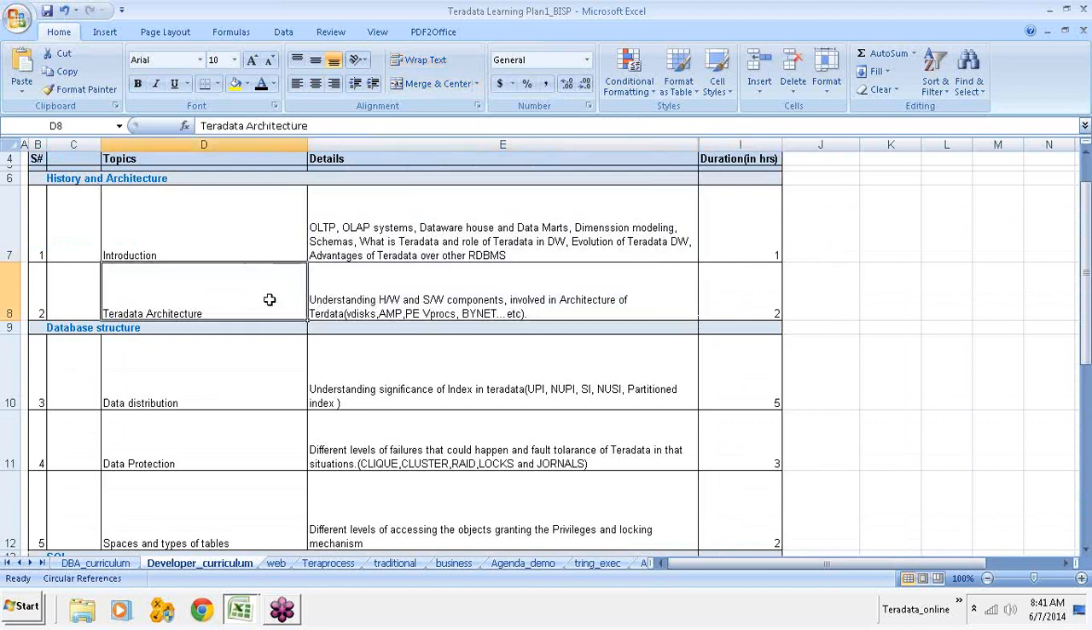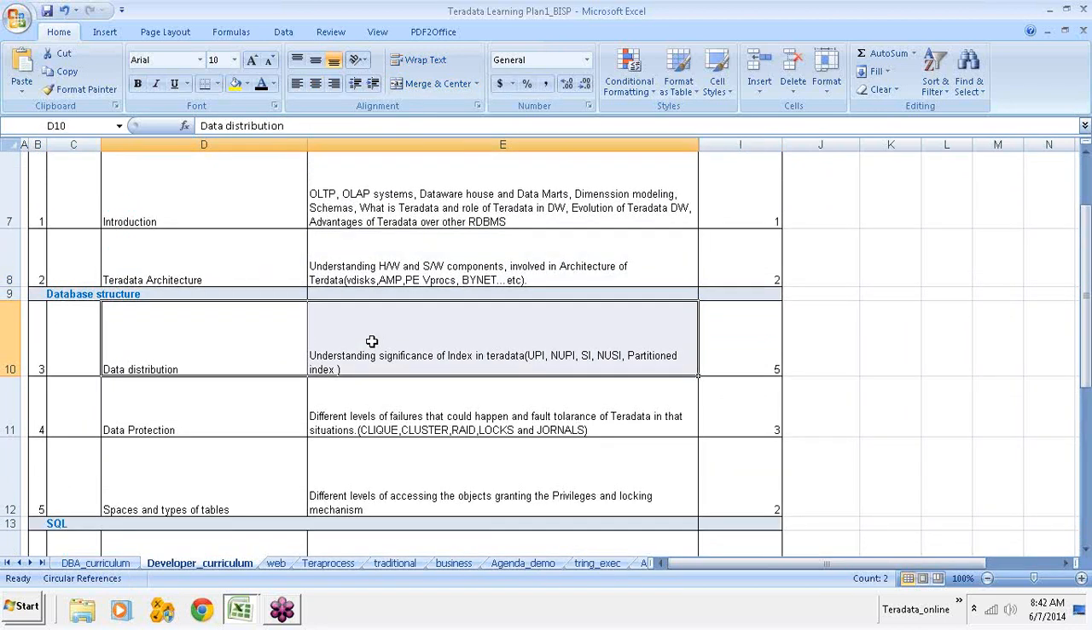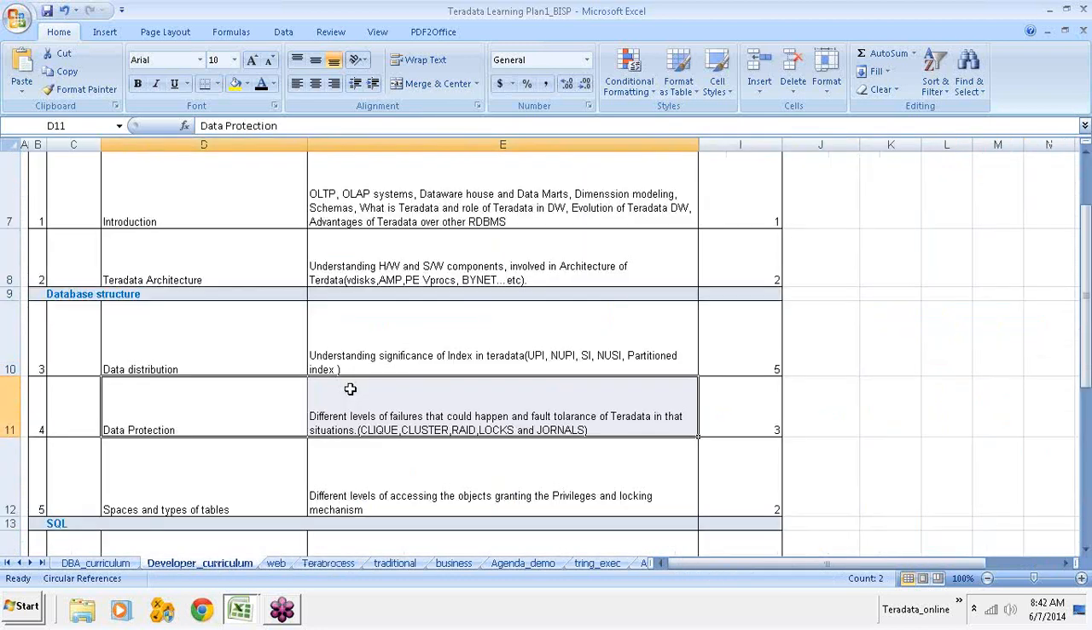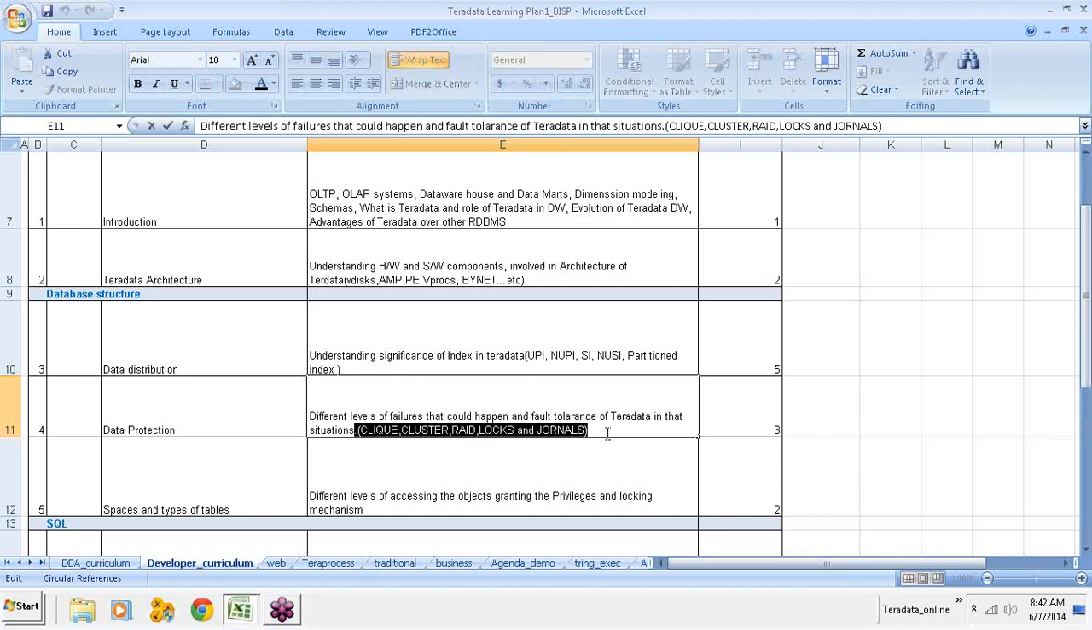So here we discuss the Teradata architecture: what the different components of the architecture are, what the data distribution is, the importance of data distribution, and what the primary index and data protection are. As we have so many components here, there may be a possibility of failure of any component at any time, because there are so many processors and so many disks, right? So the rate of failure could be higher. So they have come up with fault tolerance techniques at each individual component level, so that even if one of the components fails, you can still run the system. They have come up with all these fault tolerance techniques, the terms called cliques, clusters, RAIDs, logs, journals.